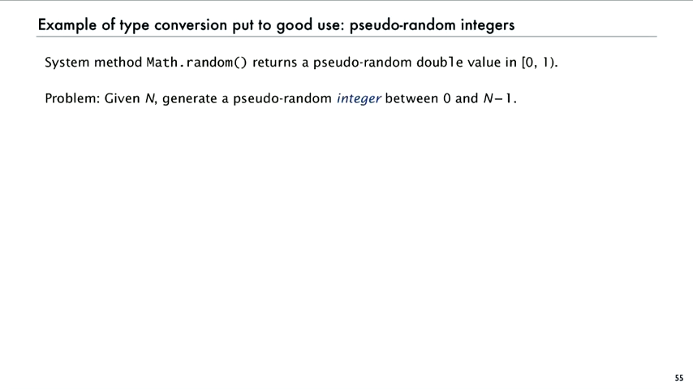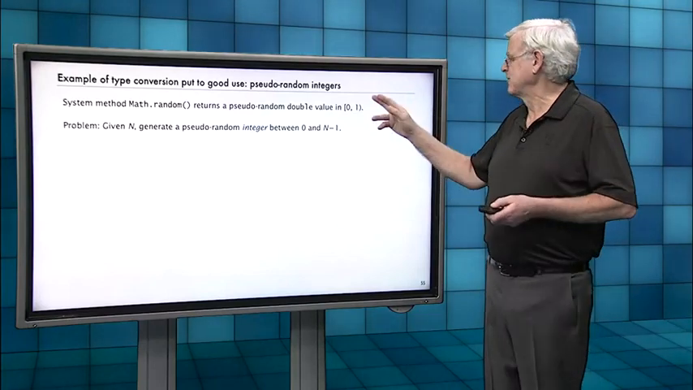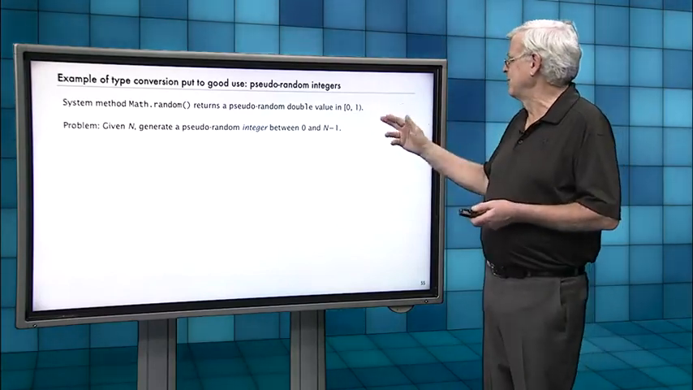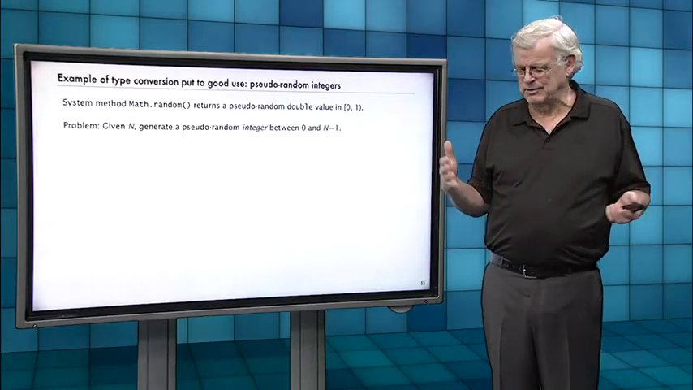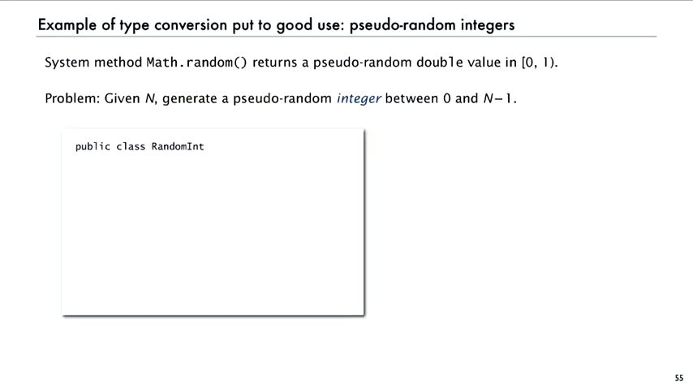Here's an example of type conversion put to good use, and this is our last program of the day. So we've got Math.random that gives us a pseudorandom double value. What if we want to get a pseudorandom integer value between 0 and n minus 1 for any given n? Like if we want to roll a die, we make n equals 6. Or if we want to draw a card, we make n equals 52.